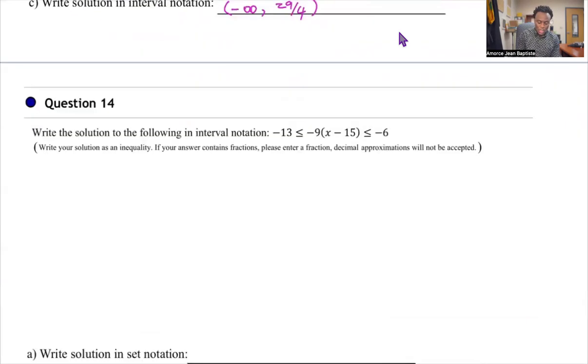Okay. Next example. Here we'll solve this one, but we want to cancel the parentheses first. So we got -13 less than or equal to -9x. We distribute that -9 plus 135. That's 9 times 15.